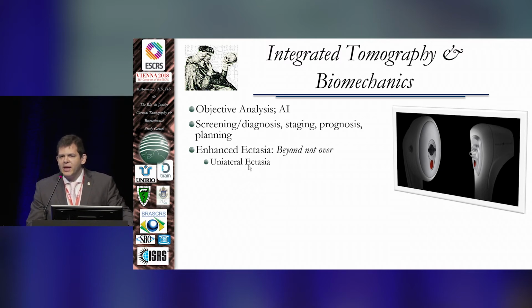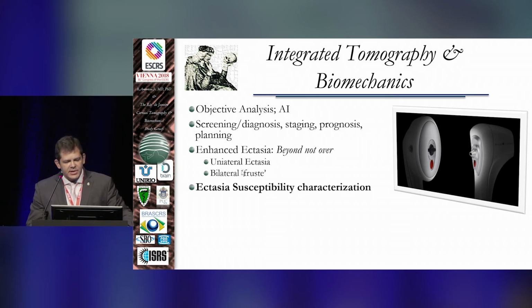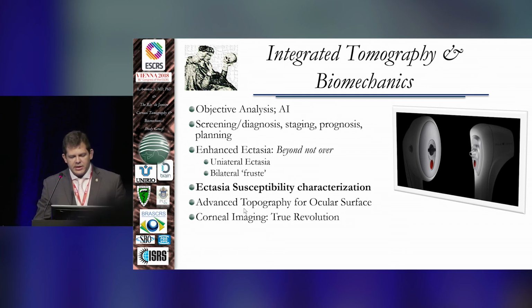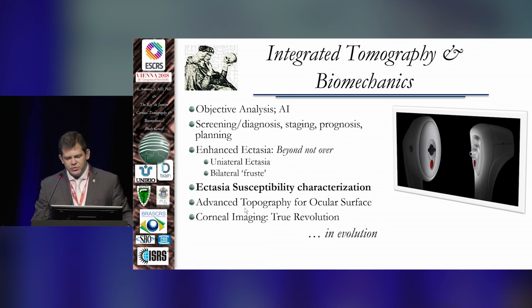And eventually, before we have screening with the genetic approach, we'll be able to understand what is more phenotype ectasia, what is a more genetic ectasia. And some of these cases can present with bilateral disease or susceptibility, or what we call forme fruste, which is probably not the best term for that. Ectasia susceptibility characterization is what we are trying to do, and definitely advanced topography is still necessary for ocular surface evaluation in this true revolution that we have in corneal imaging, which is in a huge and fast evolution.